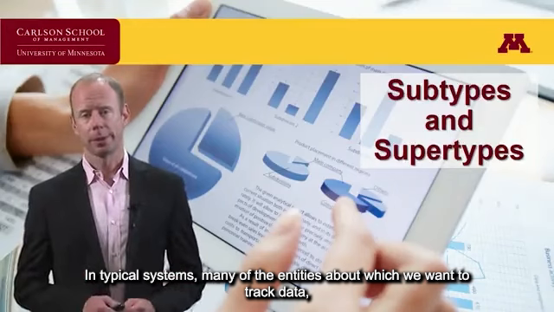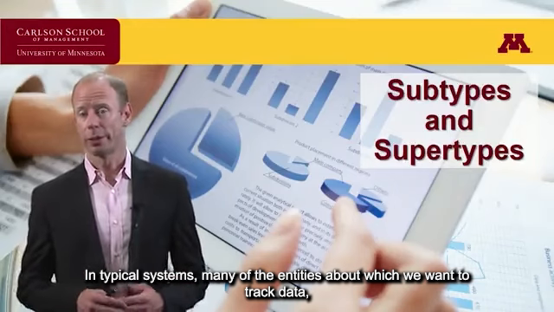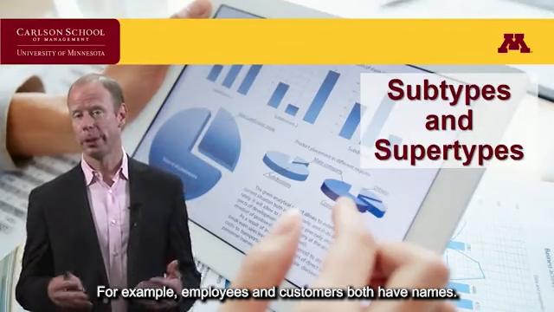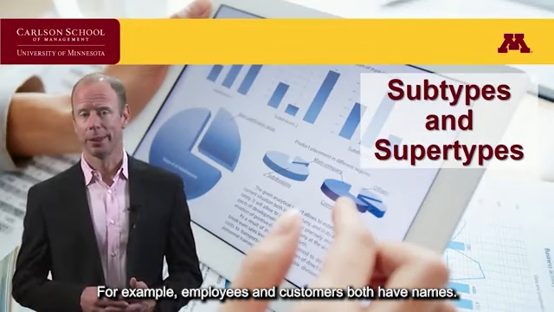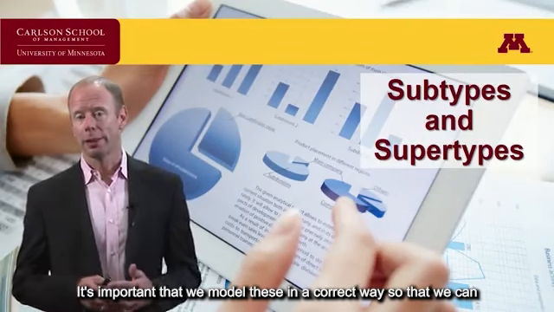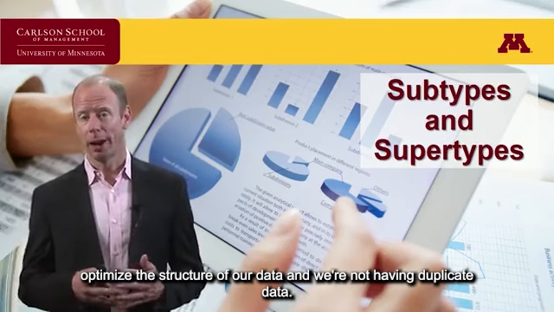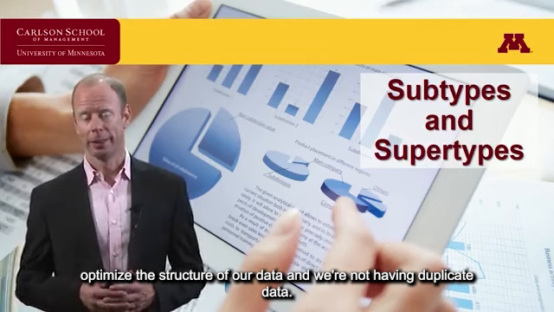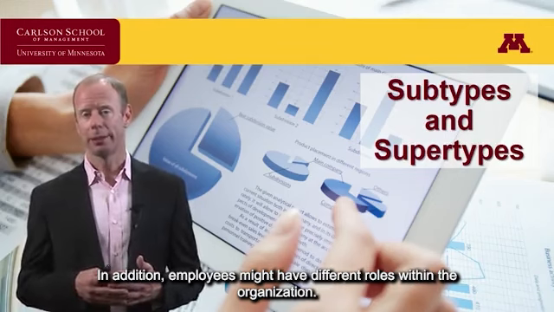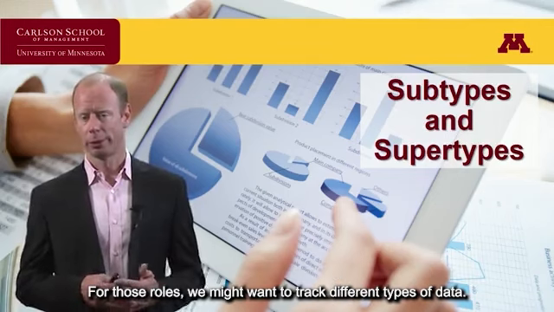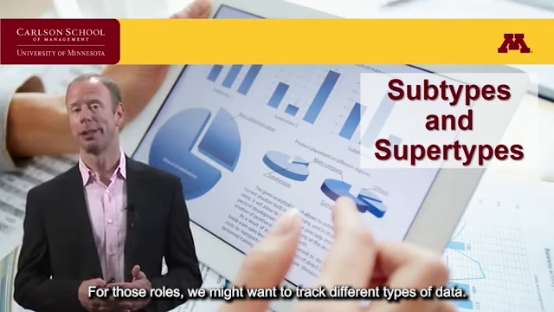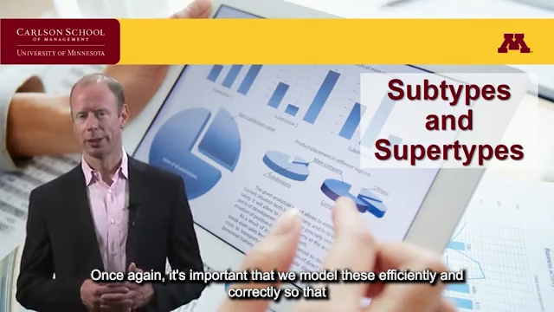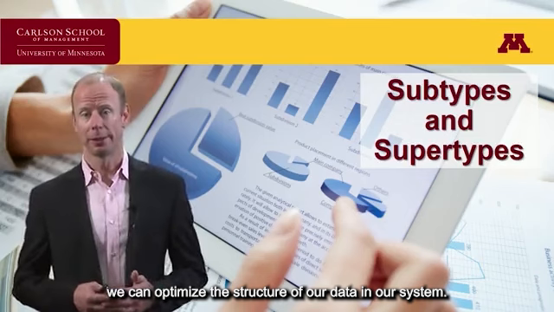In typical systems, many of the entities about which we want to track data share certain common attributes. For example, employees and customers both have names. It's important that we model these in a correct way so that we optimize the structure of our data and we're not having duplicate data. In addition, employees might have different roles within the organization. For those roles, we might want to track different types of data. Once again, it's important that we model these efficiently and correctly so that we can optimize the structure of our data in our system.